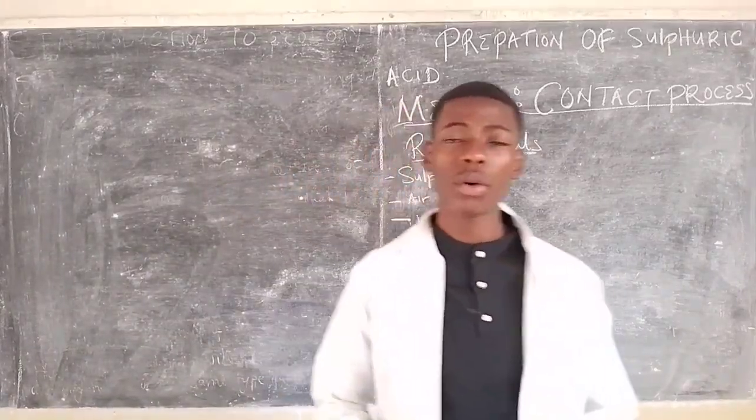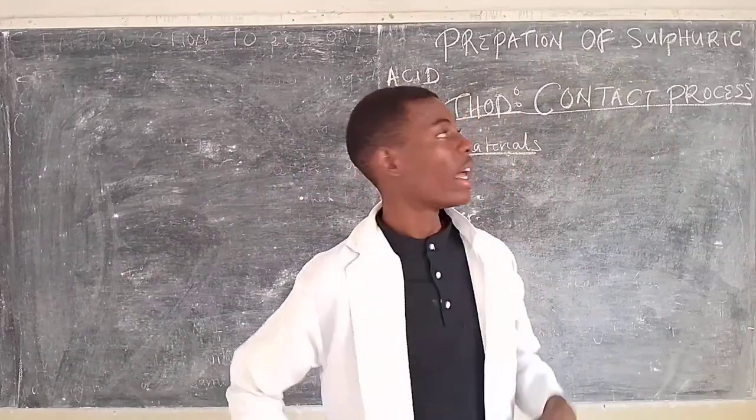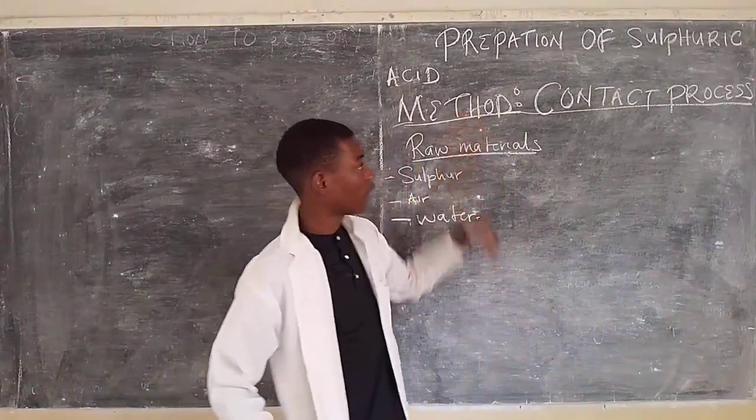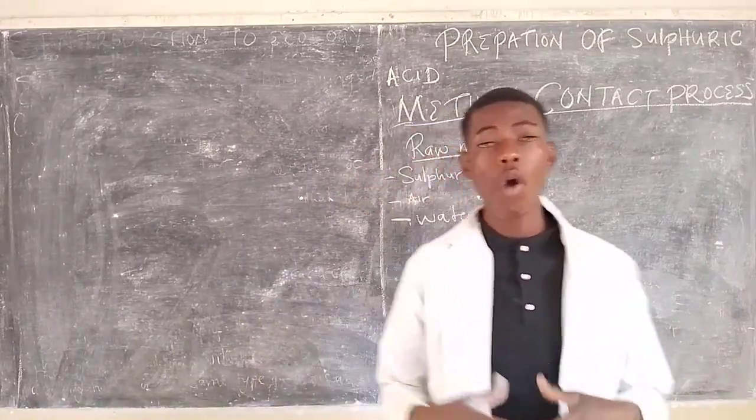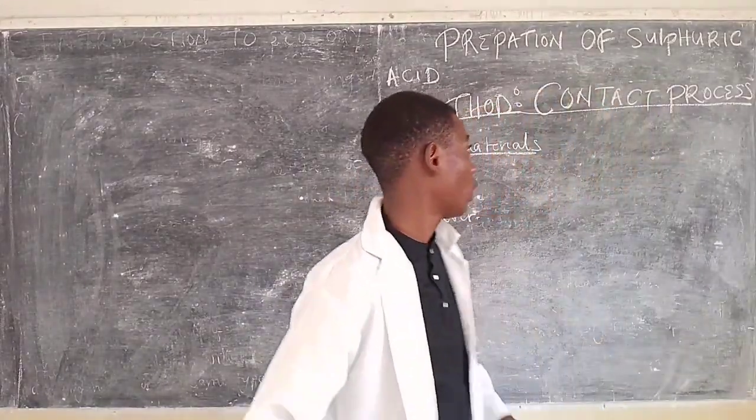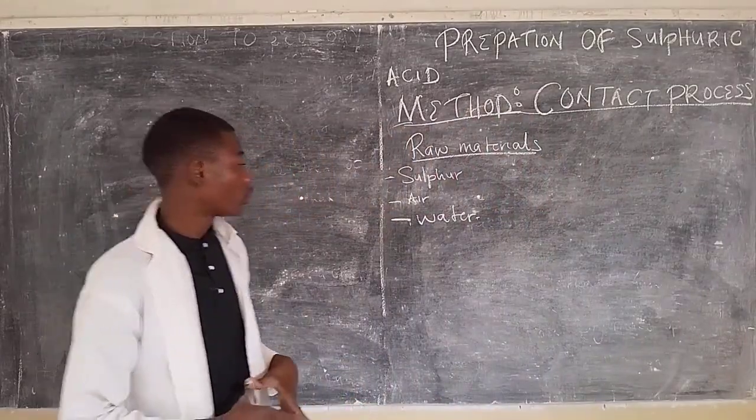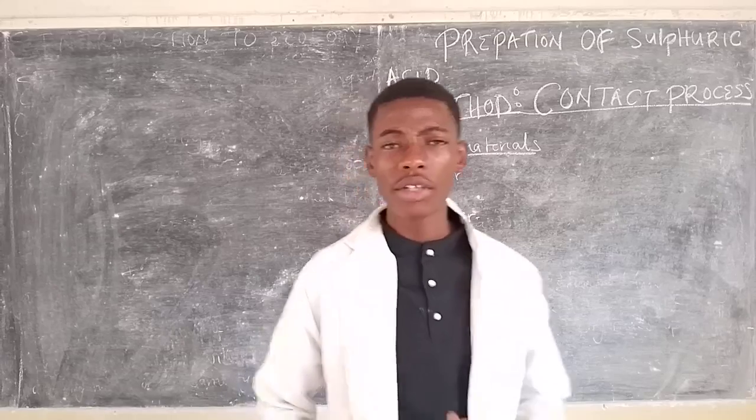So now we are looking at what we call the contact process. The contact process is the method used in the preparation of sulphuric acid, the strong acid that we are almost all conversant with. So how is it prepared?